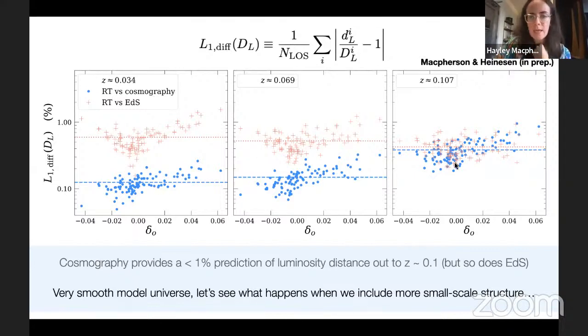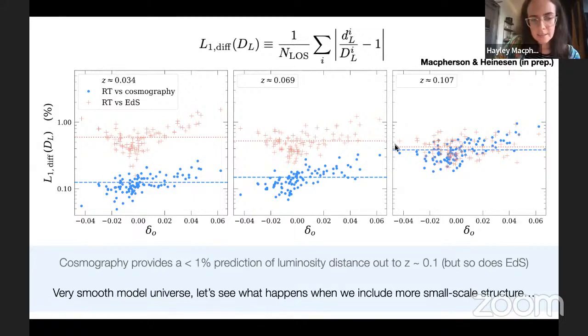These 3 panels are the same redshift snapshots that I had on the previous slide. These blue points show the difference between the exact ray tracing and the cosmography, and the orange plus signs show the difference between the ray tracing and the EDS. Just focusing on EDS, we can see that at all redshifts, almost all of our observers are within 1% of the EDS luminosity distance averaged over the whole sky. So there are still larger variations in certain directions. But at these low redshifts, the cosmography does about an order of magnitude better at approximating the luminosity distance. And even out to redshift of 0.1, we still capture the luminosity distance to within 1%. So this is actually a little bit better than the estimate that we made in our paper.